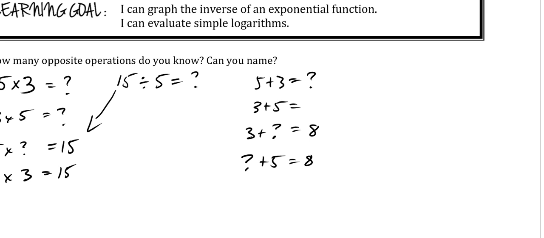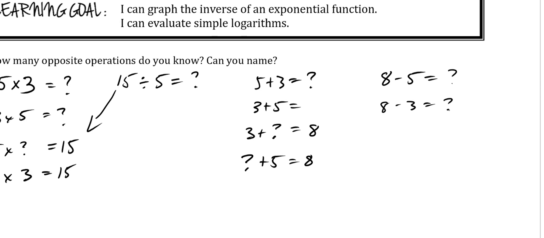So we've got multiplying, dividing, adding, subtracting. Okay, subtraction, yes, that one goes with this. So this would be like 8 minus 5 equals something, or 8 minus 3 equals something. So those are kind of all the different operations. Exponents and roots. So this is interesting.